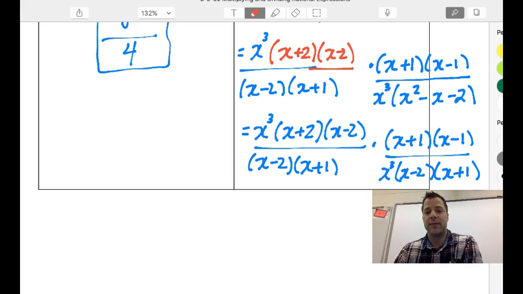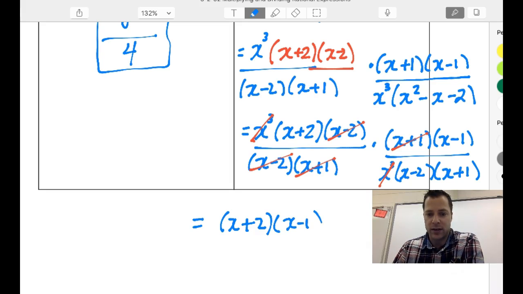Now it's time to simplify. So now we have the x cubed and this x cubed are gone. You have an x plus 1 here and an x plus 1 here. You can also look vertically. So look, x minus 2, x minus 2. And we have an x plus 2 here, x minus 2, x plus 1, x minus 1, so there's nothing else I can do. My final answer ends up being x plus 2 times x minus 1, all divided by x minus 2 times x plus 1.